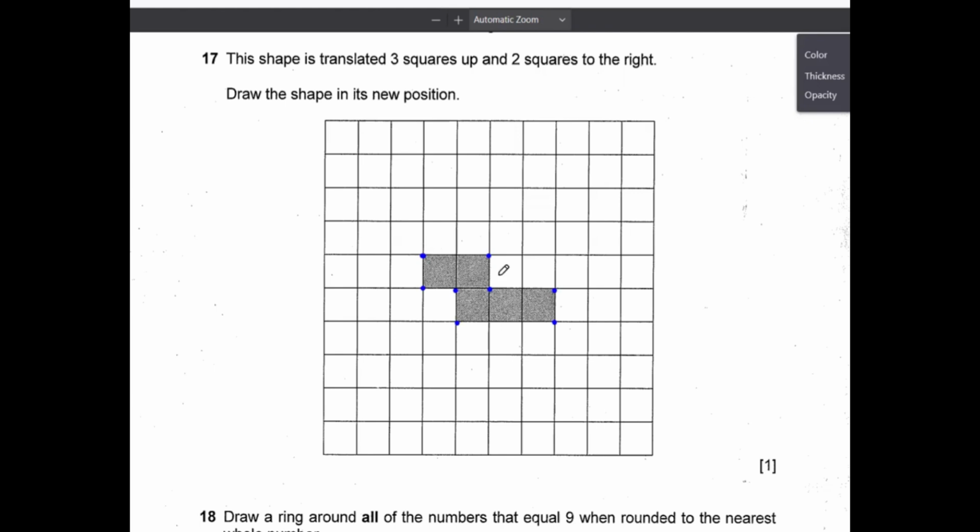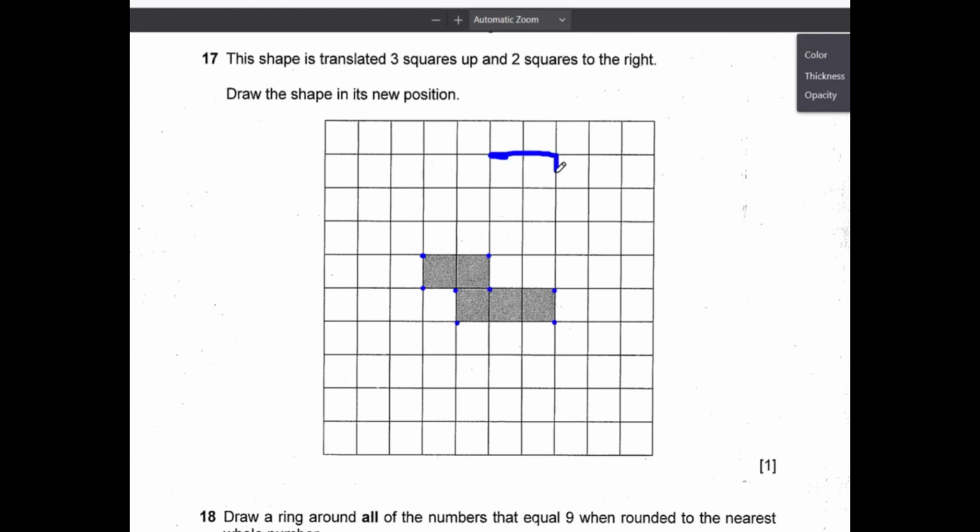Some people copy all of the vertices and then draw the shape. Some people go one vertex at a time and then draw the shape. How? I go with only one vertex, like this one. They say 3 squares up, I count 1, 2, 3, 3 up. And 2 squares to the right, 1, 2. This is the vertex. I copy this vertex here. Now I draw the shape without looking at the rest of the vertices. I go from here, 2 to the right from this vertex.